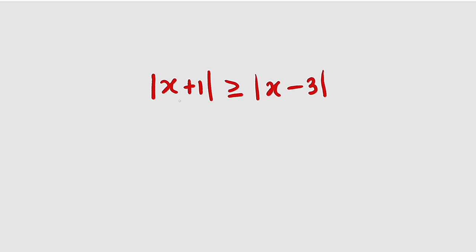First of all, I would like to determine the zeros of these functions, x + 1 and x - 3. If you set them equal to 0, the first one would be x = -1, and the second one would be x = 3. So I would like to form three different intervals.